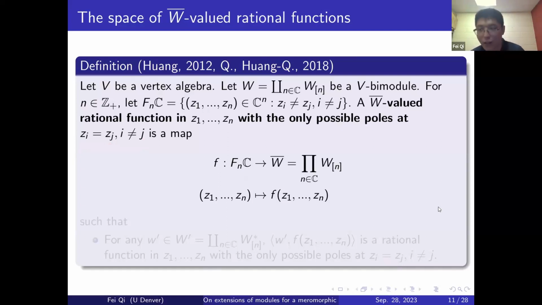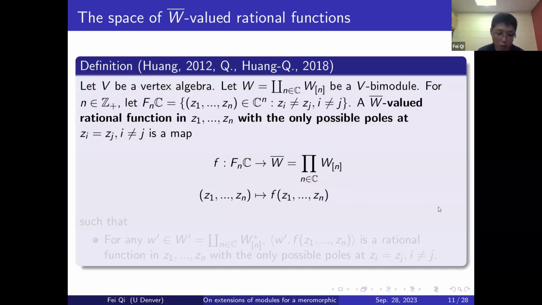But fortunately, this captures all the important information. Such a rational function is simply going to be a map whose domain is the configuration space, and whose image lies in the algebraic completion. So W-bar is the direct product of the W_n over here.